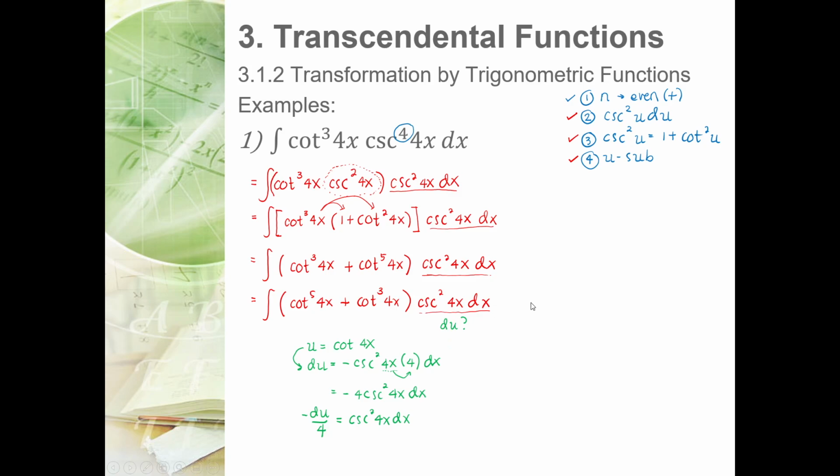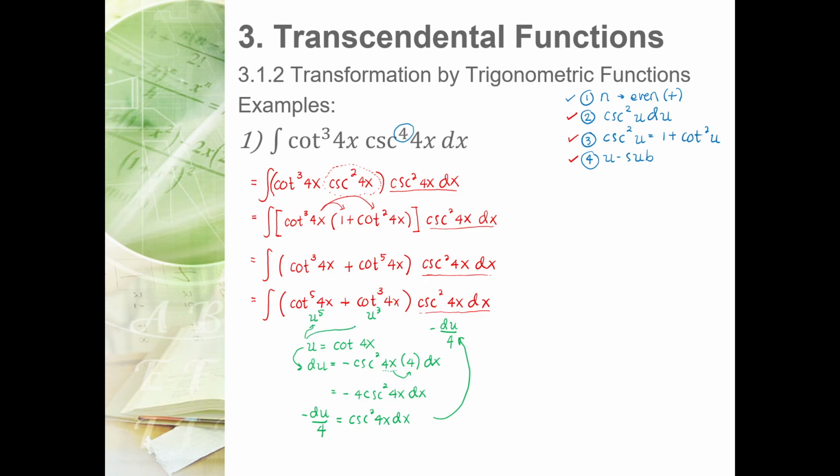Meaning that the exact value for the factored out term is negative du all over 4. This one is this term here. And then the terms inside the integrand: this will be u to the power of 5, and this will be u to the power of 3.